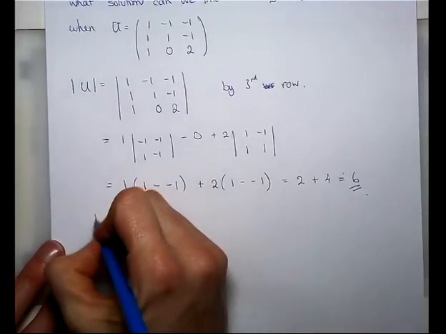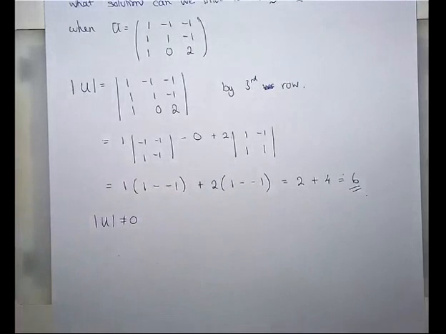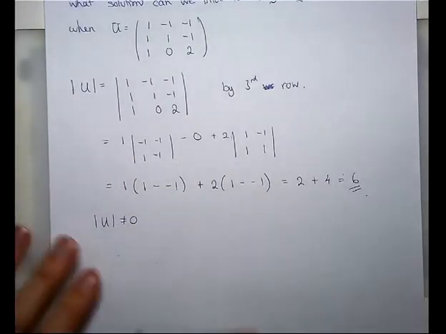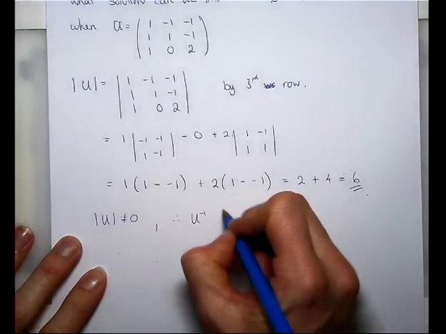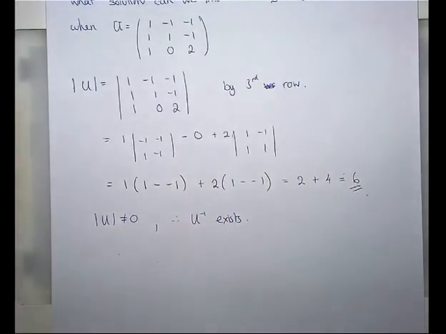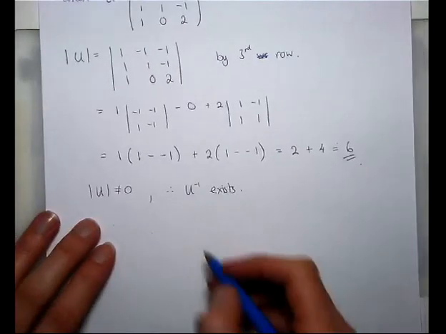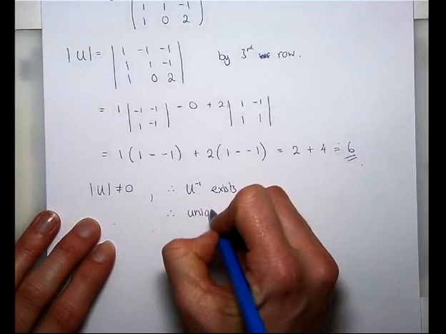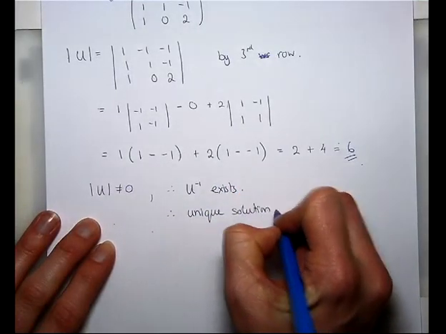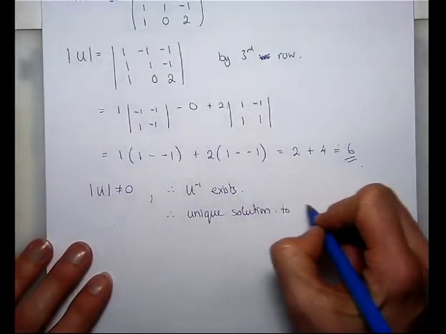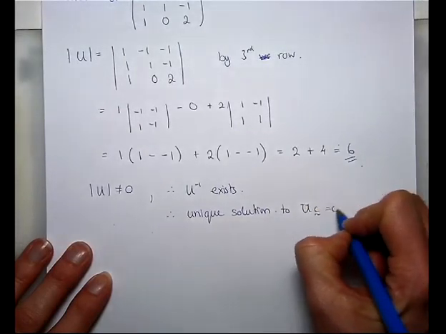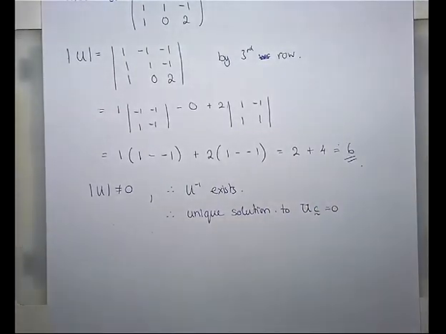What does that mean? Let's write it down. So the determinant is not equal to 0. That's exactly right. That's the very next thing I'm going to write down. Therefore, U minus 1 exists. If U minus 1 exists, then there's a unique solution. A unique solution to U C equals 0. There's a unique solution to this little matrix equation.